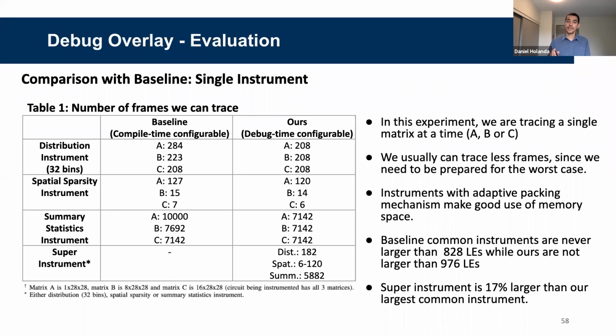Another thing that's interesting here is our super instrument, which is the instrument that implements the selective compression capability I mentioned earlier. And the key takeaway here is that it utilizes the memory fairly well, and the area overhead for this experiment is only 17% when compared to our largest common instrument. So a small area overhead for all of the flexibility it provides.